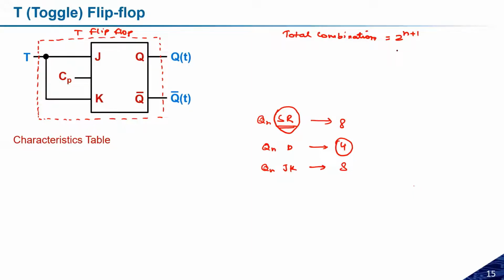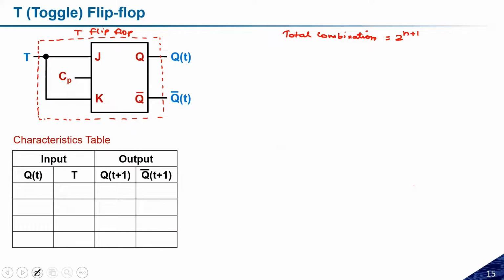So this is the important formula that you need to consider: how many possible combinations we can make with the help of any flip-flop, and that is 2 to the power n plus 1. This kind of question may come in the GATE examination, so this is an important thing. Because the T flip-flop has only one input, by default I will get only 4 possibilities. So in the characteristics table of the T flip-flop, the total possibility will be 4.